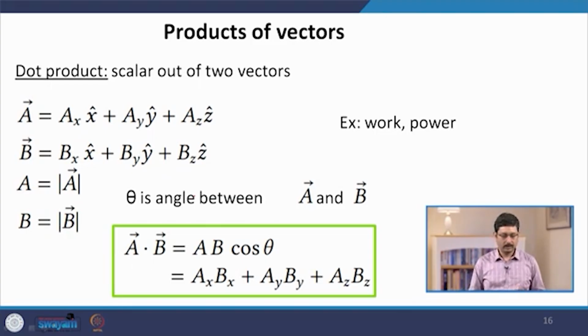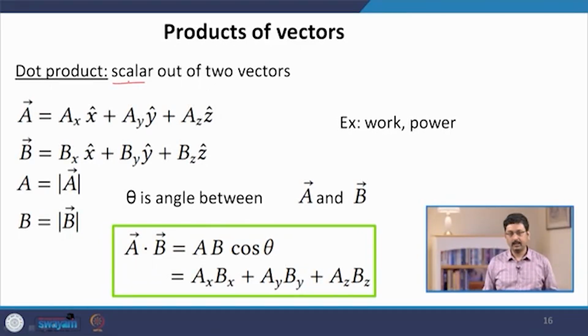So, the first product is called dot product. What we are doing here is that we have two vectors, and by combining these two vectors, what is the resultant combination? We will see that there are two possible combinations. Many different kinds of combination are possible. The dot product is an operation or a rule which you apply on two vectors and the result is a scalar. So, you make a scalar out of two vectors. So, this is the dot product.